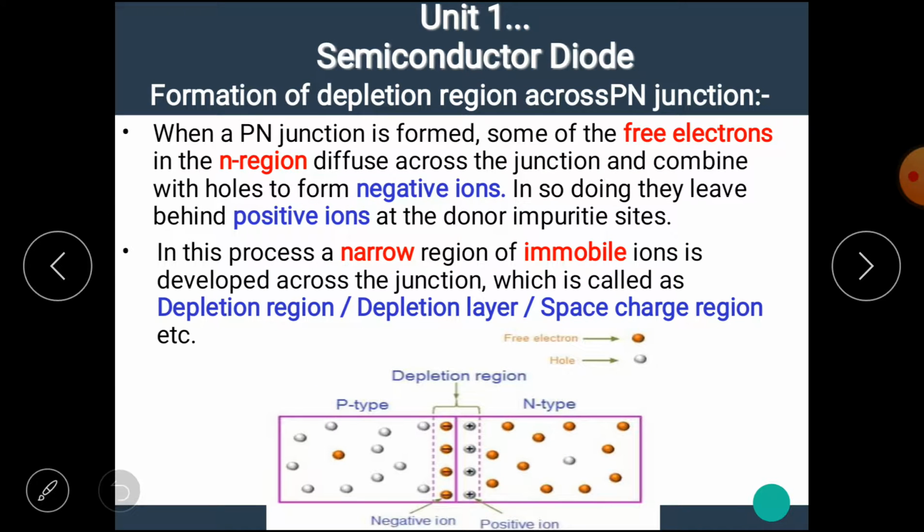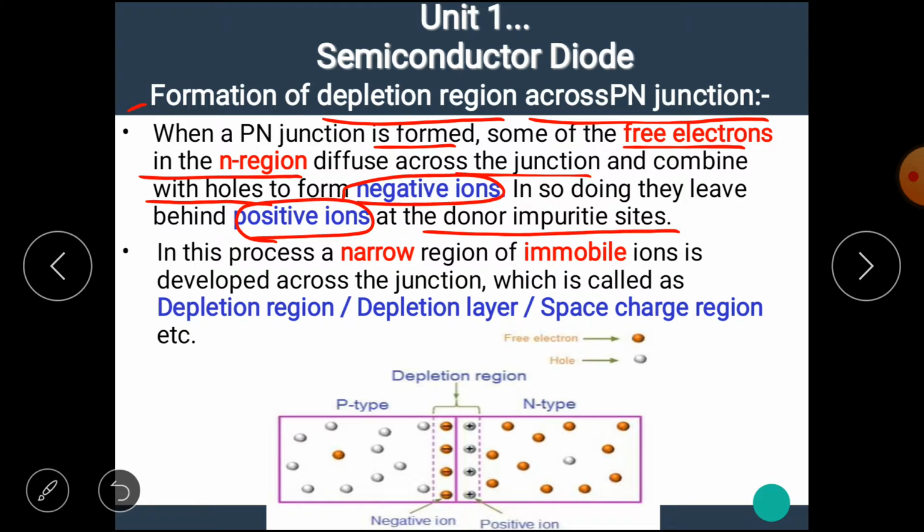Now, next point is formation of depletion region across the PN junction. When a PN junction is formed, some of the free electrons in the N region diffuse across the junction and combine with the holes to form negative ions. In so doing, they leave behind positive ions at the donor impurity sites. In this process, a narrow region of immobile ions is developed across the junction, which is called the depletion region, depletion layer, or the space charge region.